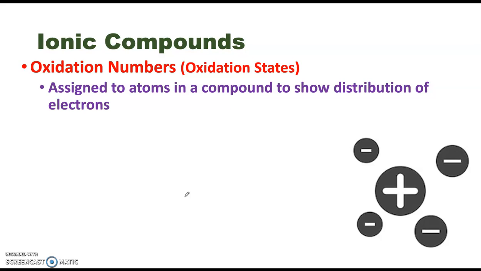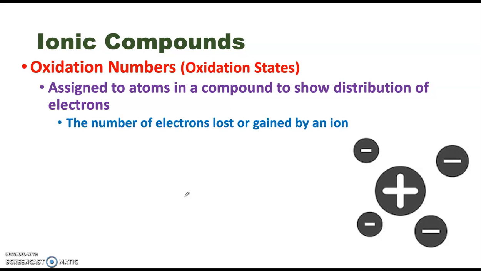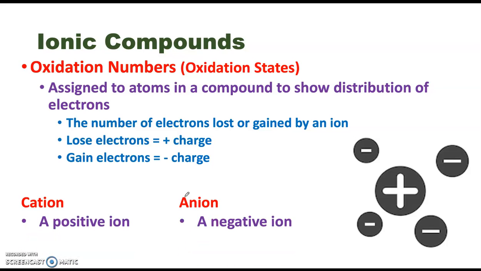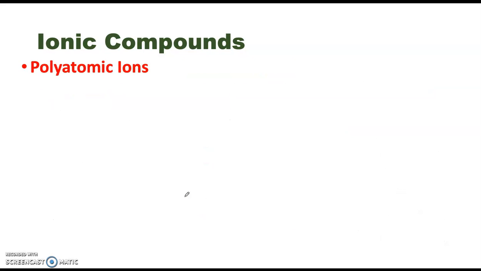But you might be wondering, well, what about the transition elements? They don't have any oxidation numbers listed. That's what we're going to get to today. So it tells you how many electrons are gained or lost. Remember, if you lose electrons, you become positively charged. If you gain electrons, you become negatively charged because electrons are negative. And we call a positive ion a cation. A negative ion is an anion. So just some review terms there.